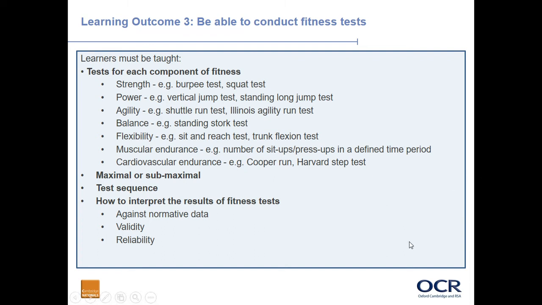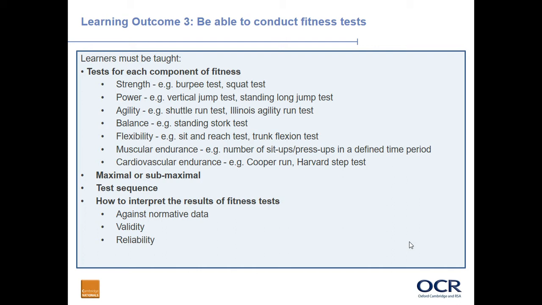Learning outcome 3, be able to conduct fitness tests. So for this learning outcome, you've got to be taught about different types of fitness tests, how to do them correctly, and make sure that they're reliable with the results. Collect the results as well from every test that you do and use those results as if they were your clients. Then you've got to try and work out whether you think the tests are maximal or submaximal. You've got to give information about that, the test sequence, and then how to interpret the results against normative data.